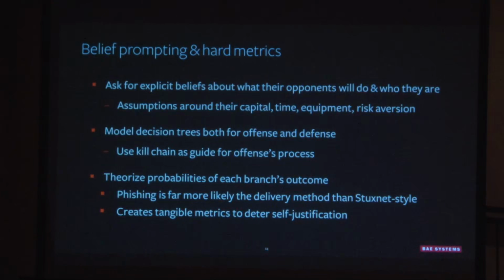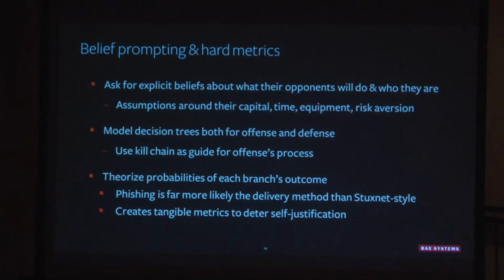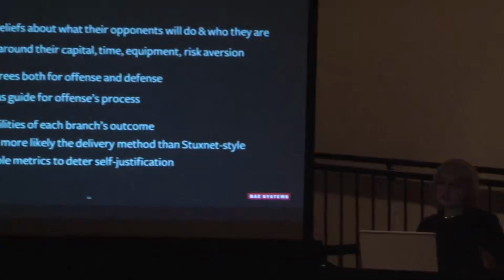Good attack teams, to keep in mind, are defined by how quickly they move laterally and exfiltrate data. So when you're modeling out decision trees, you're looking at the kill chain. You need to keep in mind all these steps and be thinking through each iteration of things. Then also theorize the probabilities of each branch's outcome, because that's going to help you figure out where to prioritize.